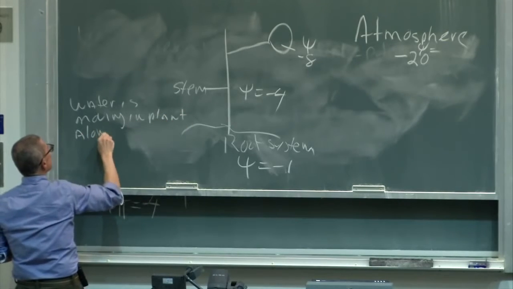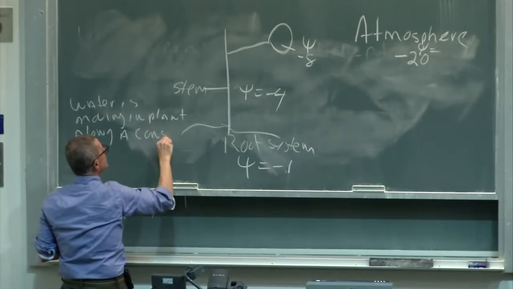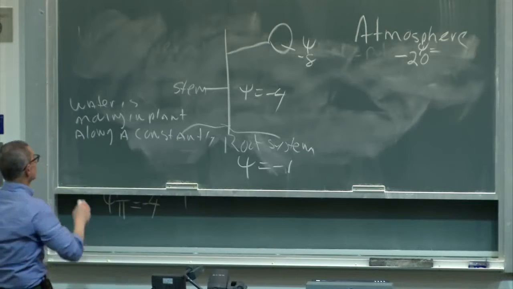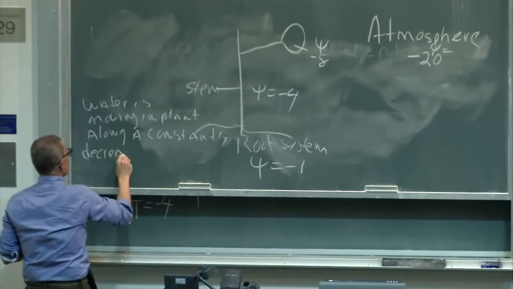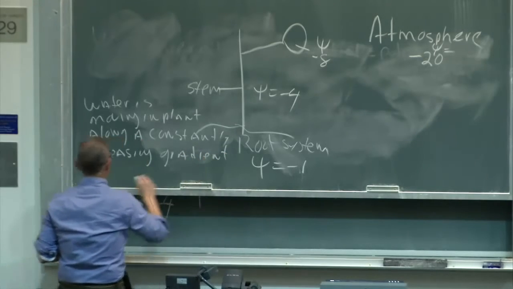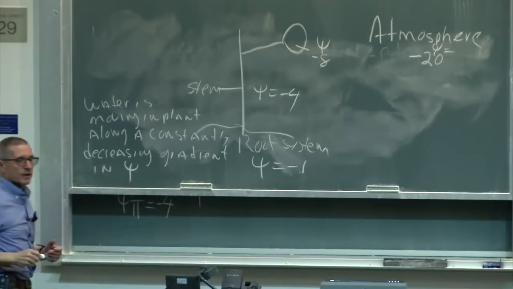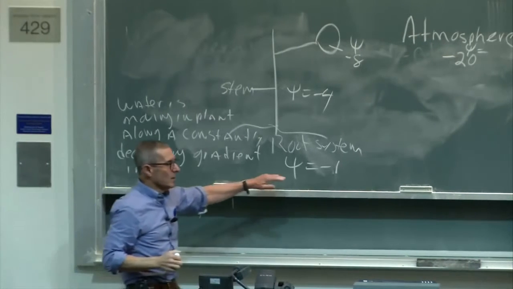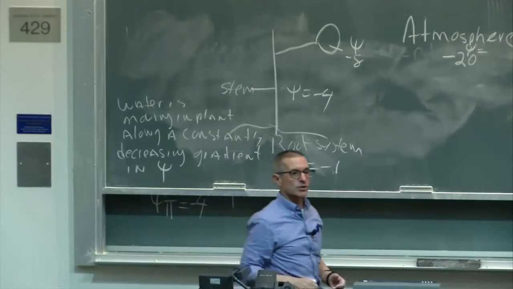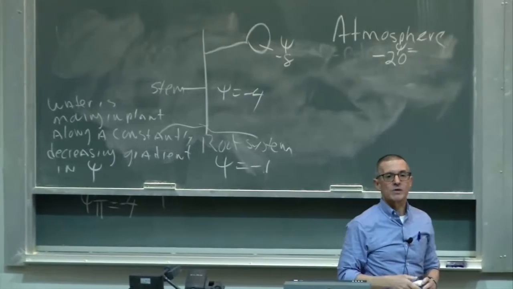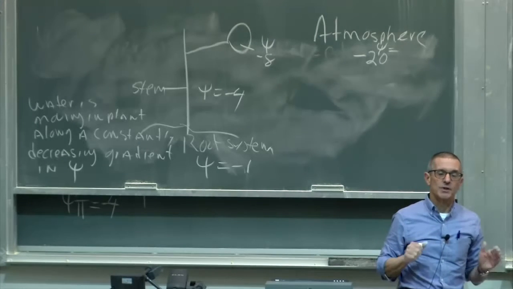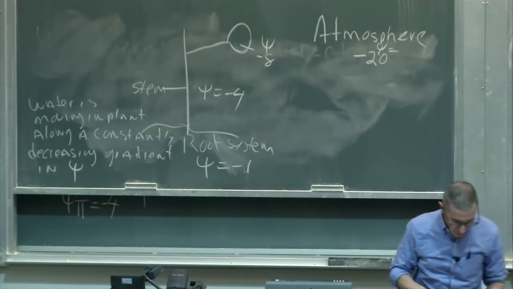along a constantly decreasing gradient in psi. An important point. So it is moving from a more positive psi to a more negative side, from where there's a greater concentration of water to ultimately where there's a lesser concentration, or in this particular case, as far as water potential, this is really what we want to get you to know about.